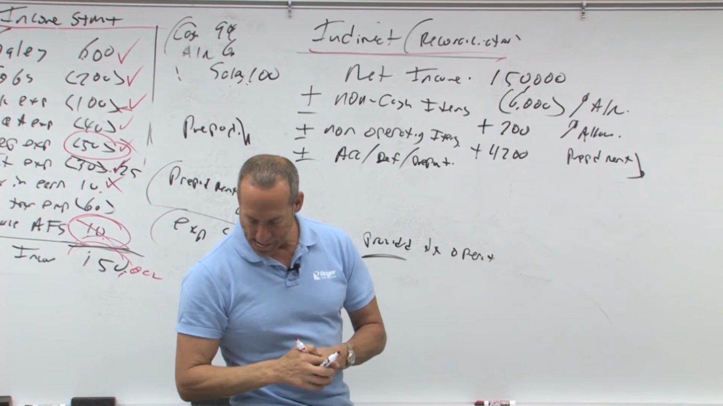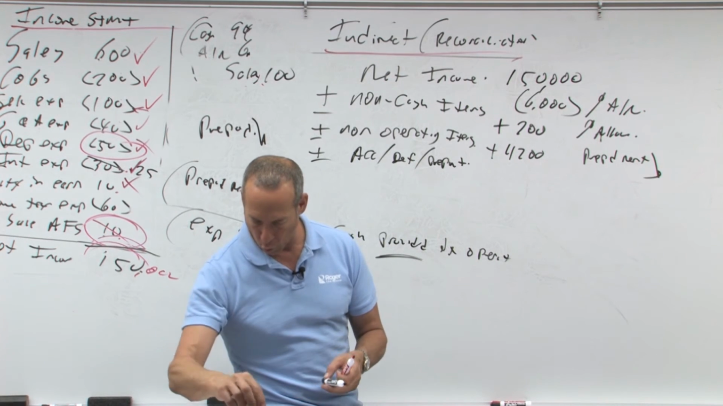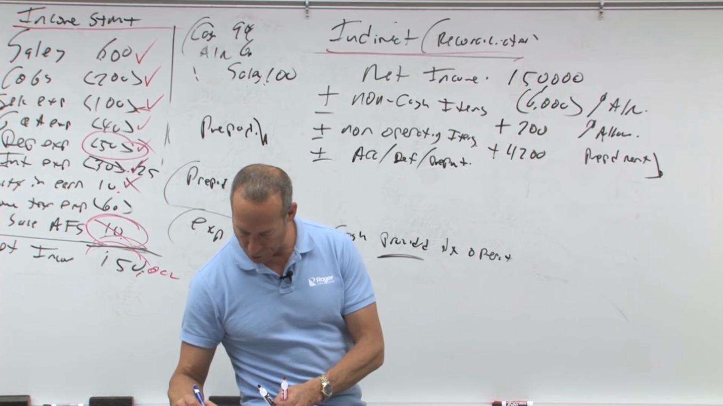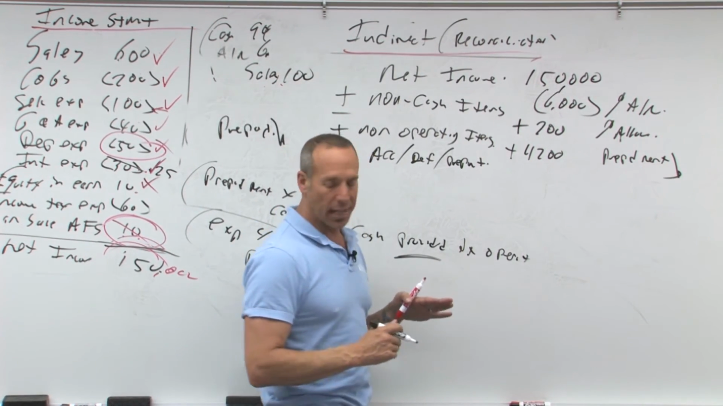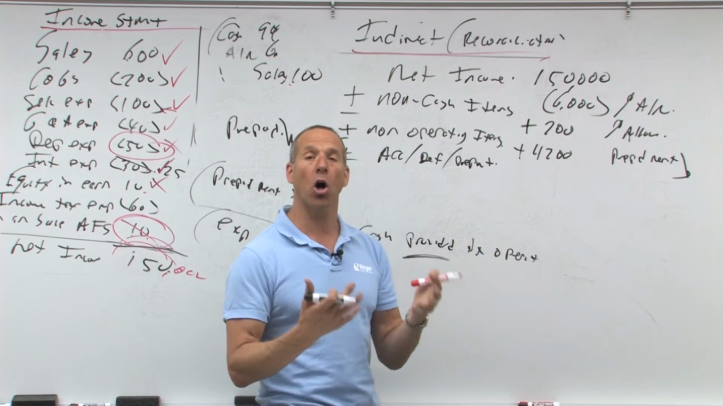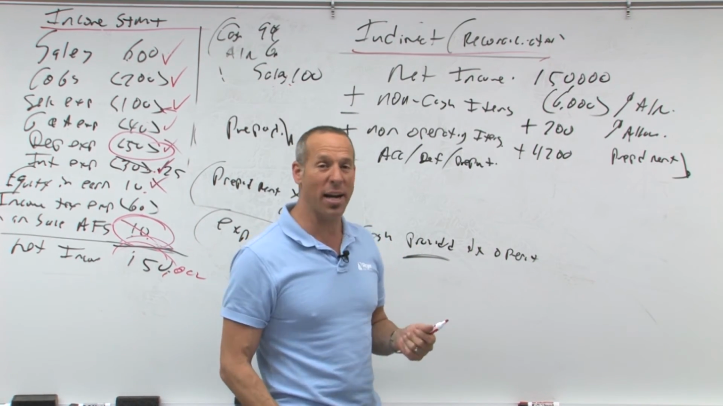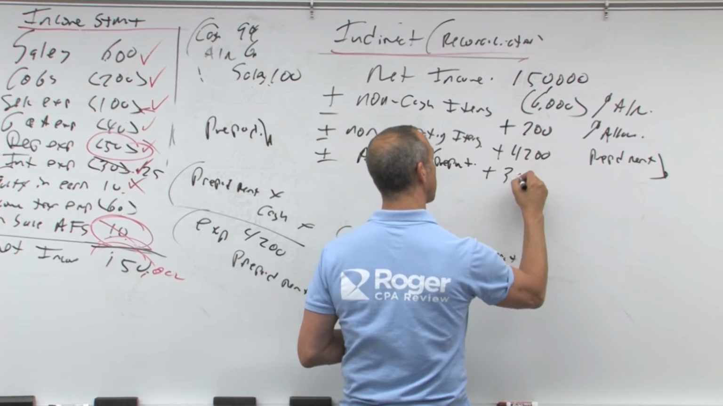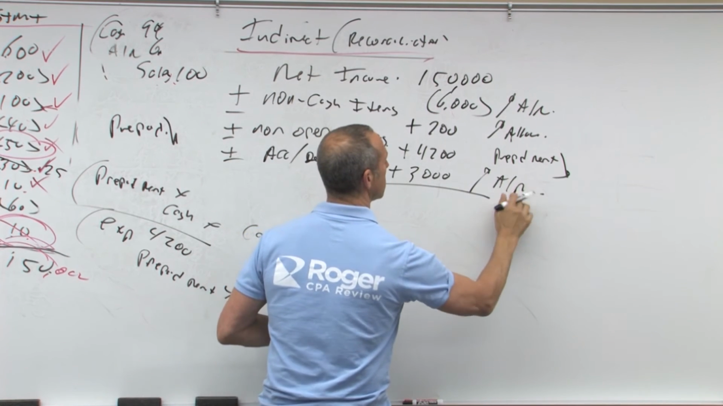Next item. Accounts payable went from 19.4 to 22.4, which means it changed by $3,000. So accounts payable went up. Now let's think about it. If accounts payable goes up, that means part of cost of goods sold wasn't paid for, which means I still have that money in my pocket, so add back the $3,000. Increase in AP.